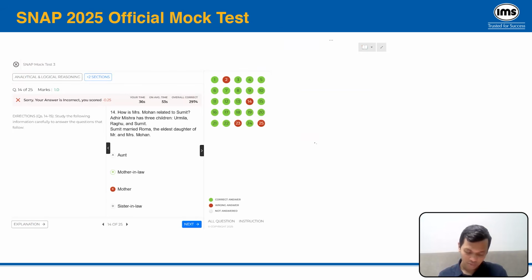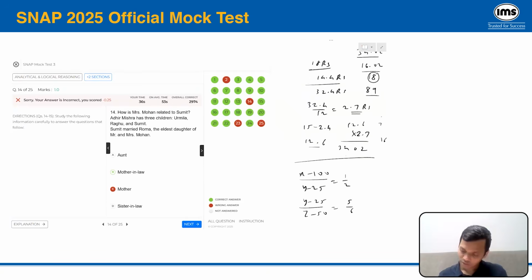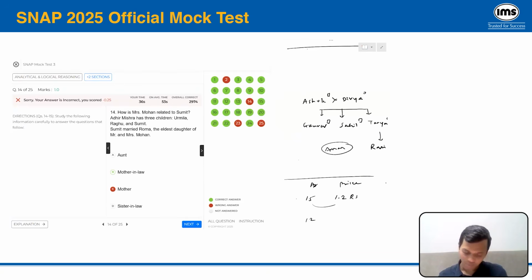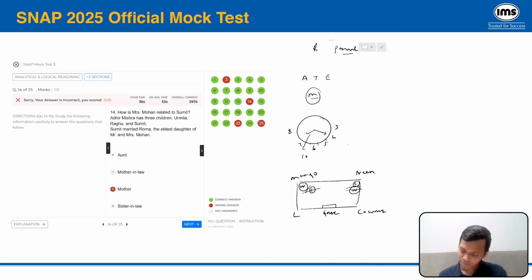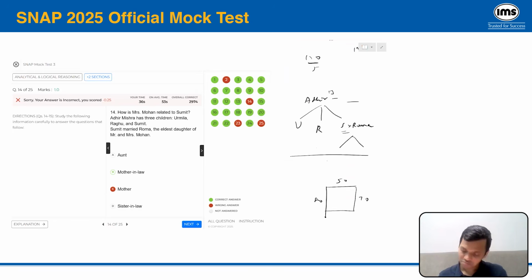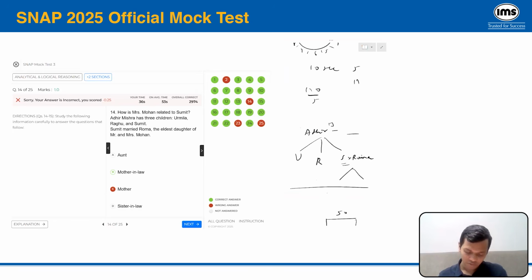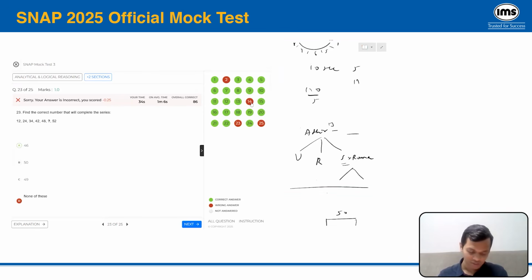Sumit married Roma. How is Mrs. Mohan related to Sumit? This, I think, we had done properly. But maybe somewhere, how is Mrs. Mohan related to Sumit? Urmila, Raghu, and Sumit. I don't know. Again, I think this is wrong.